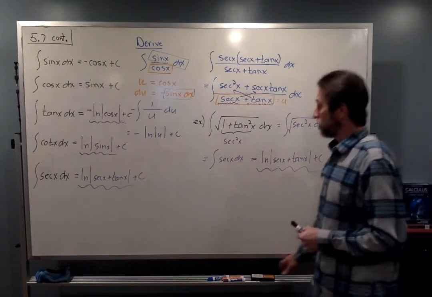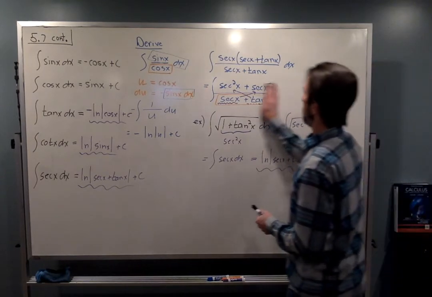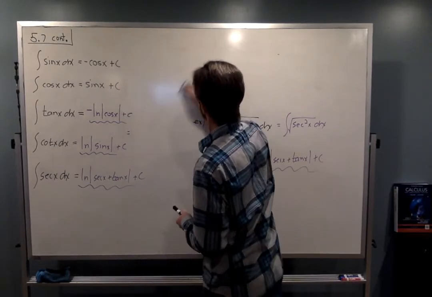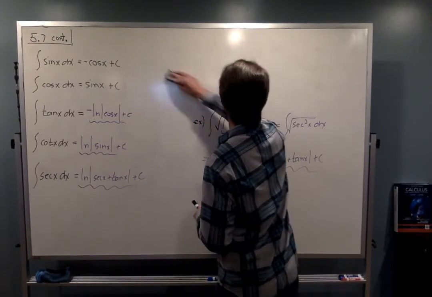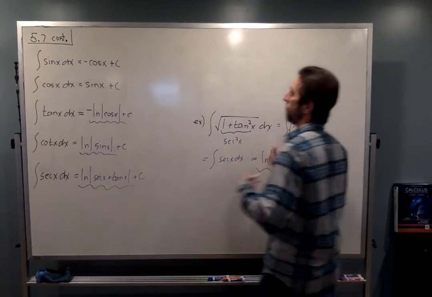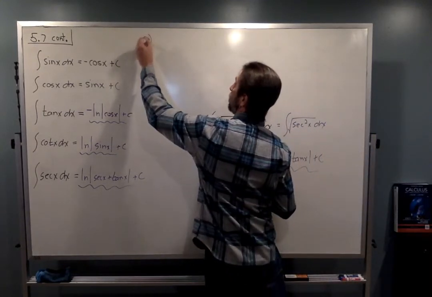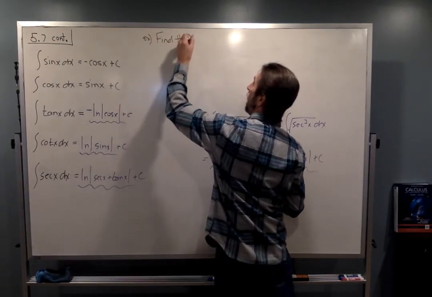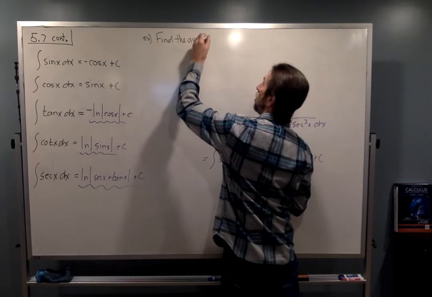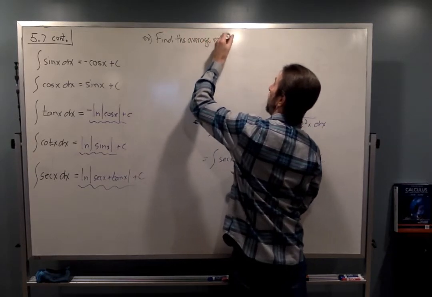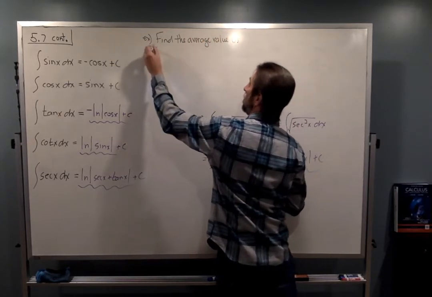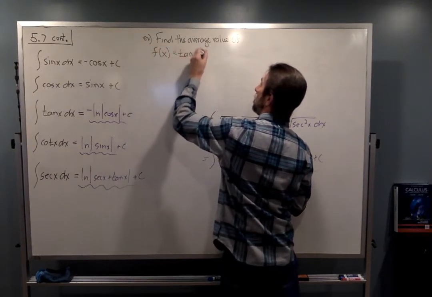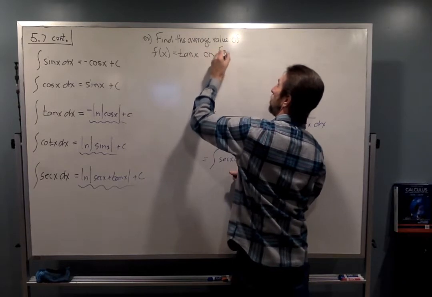Let's take a look at another example. I'll have to erase some of this. Let's get rid of the derivation part. Okay, in this example, we want to find the average value of f of x equals tangent of x on 0 to pi over 4.